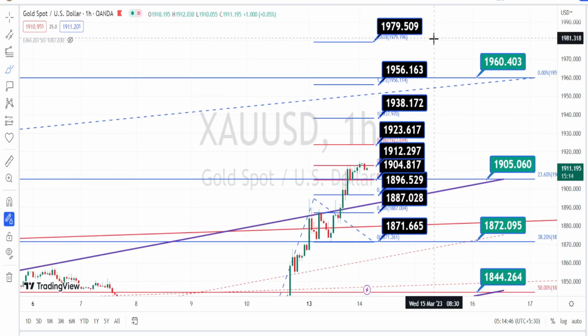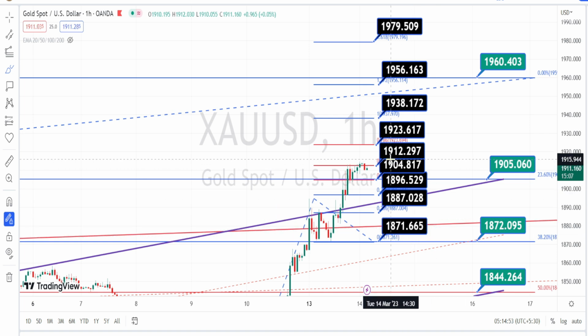So the values within these black color boxes are the resistance and support levels for the current price action in the hourly time frame. Currently the price action is trading between the resistance level of 1912 and support level of 1904. On the bearish side, if the price action breaks the support level of 1904, the next levels of support are going to be around 1896, 1887 and 1871.